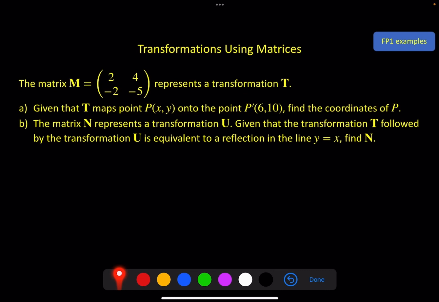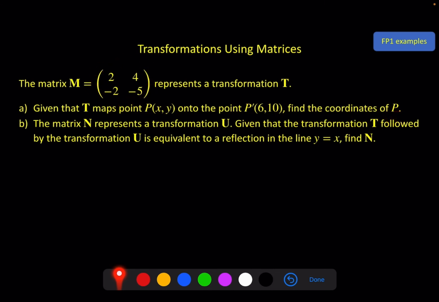Here is our final example, and then we will finish. The matrix M represents a transformation T, and that might seem really strange. We've assigned this thing 2 letters, M for the matrix, representing T the transformation. Unfortunately, that's quite a normal thing to do, although it can get quite confusing for people. The transformation T means the matrix M. So given that T maps point P onto the point P prime using the matrix M, find the coordinates of P.